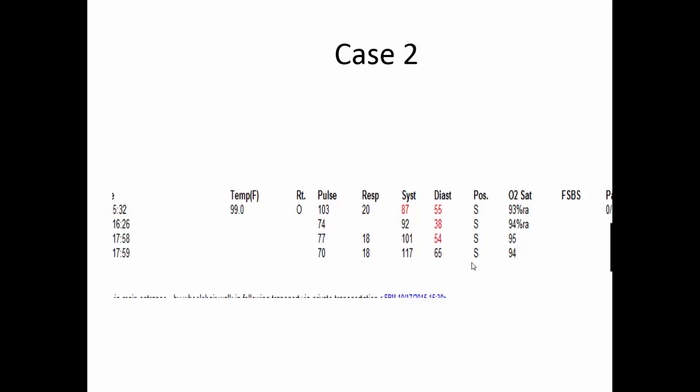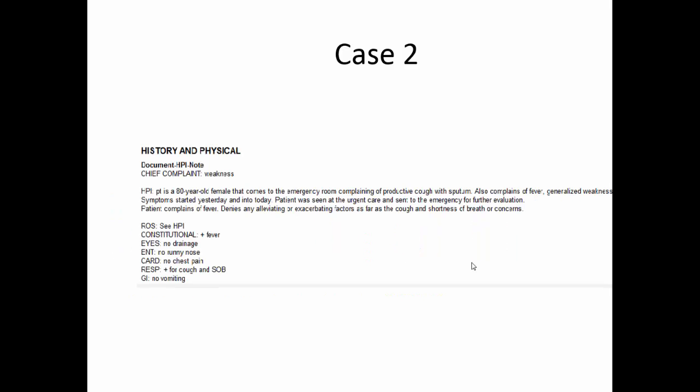If we go ahead and skip to case number 2, you'll see this patient's initial temperature 99, heart rate's 103, blood pressure 87/55, O2 sats low, respiratory rate 20. So SIRS criteria are met by the vital signs.